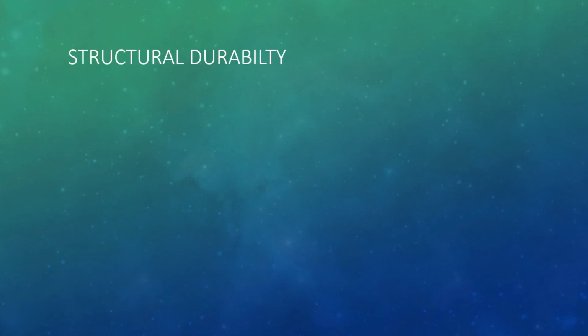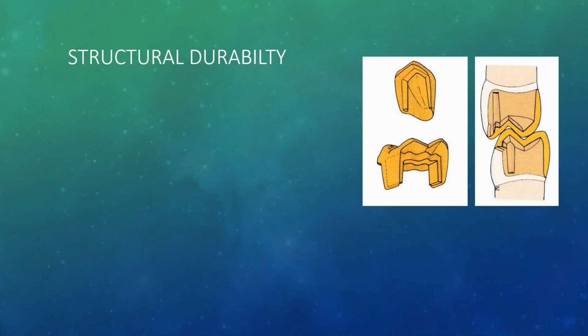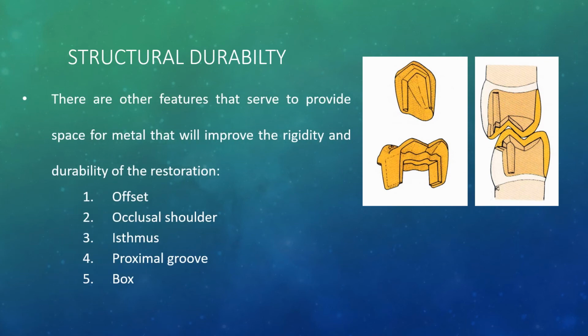Next, coming to your structural durability, you should ensure that there is adequate thickness of your restorative materials. To increase the structural durability of your restorative material, you can either prepare an offset, give an occlusal shoulder and isthmus, or either a proximal groove or a proximal box. Hence you are increasing the surface area and improving the durability of your crown, because the more the surface area, the more the durability.